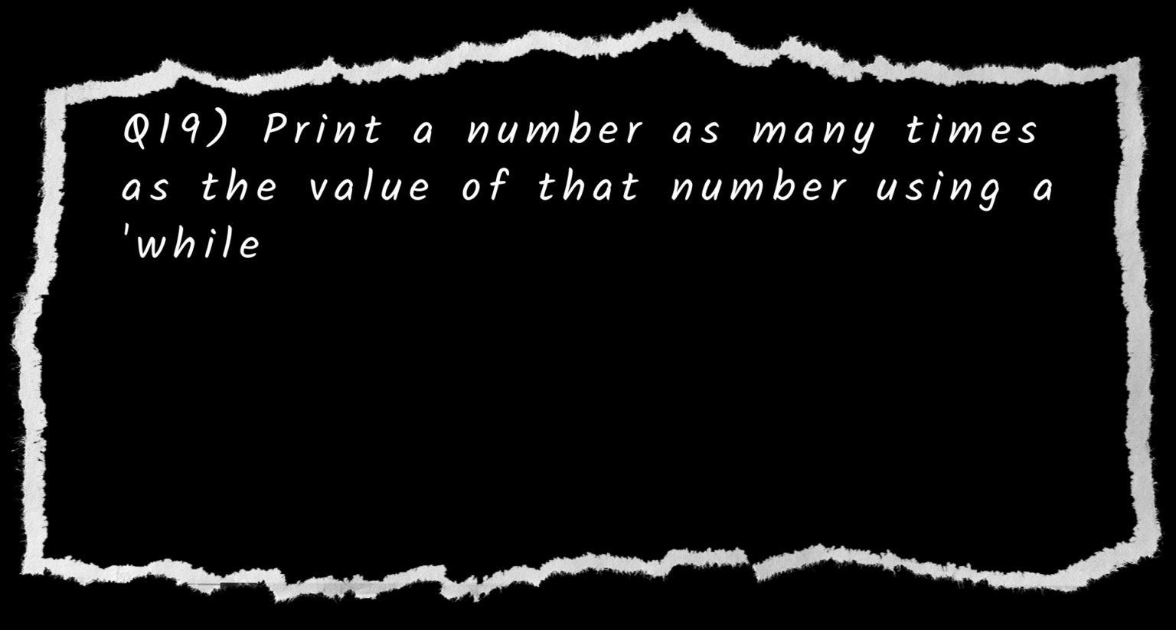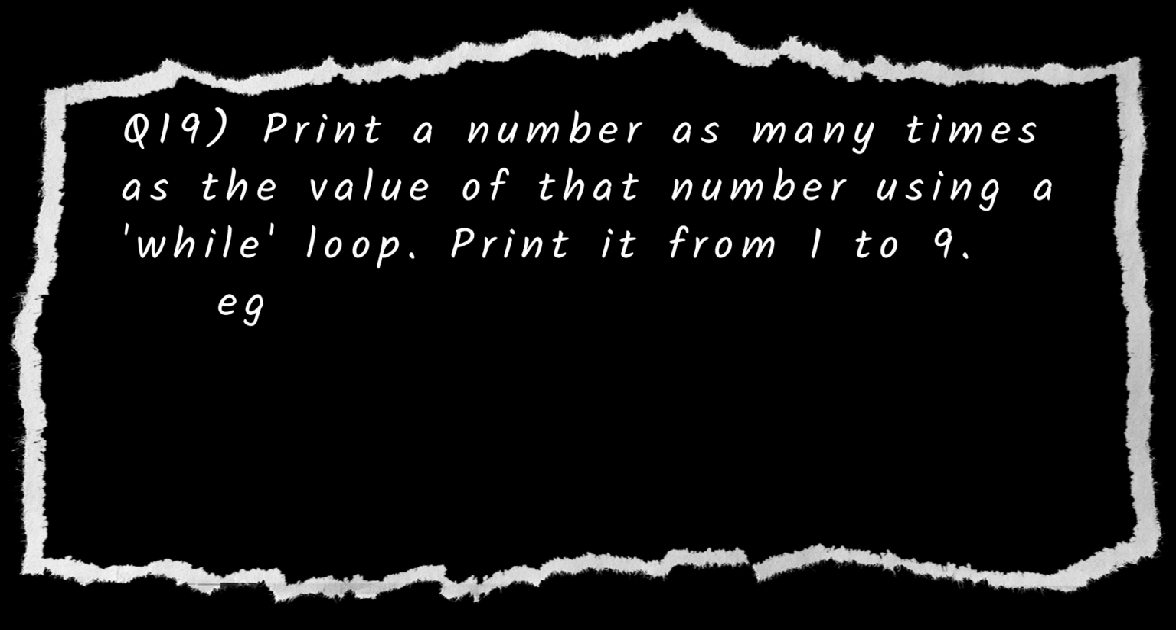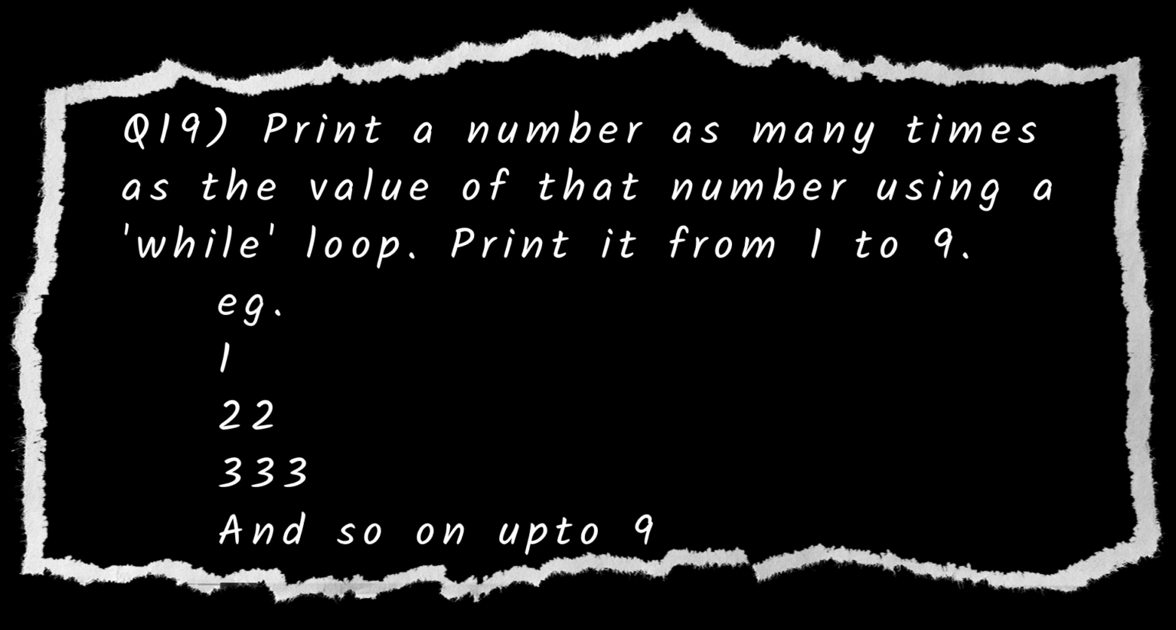Our next question is, print a number as many times as the value of that number using a while loop. Print it from 1 to 9. Here is an example of how we have to print: 1 for 1 time, 2 for 2 times, 3 for 3 times, and so on up to 9.